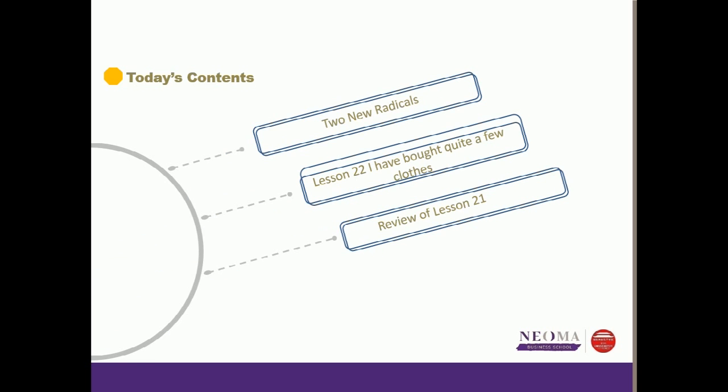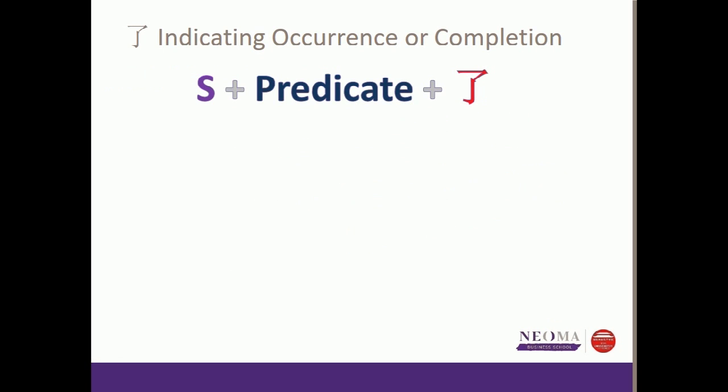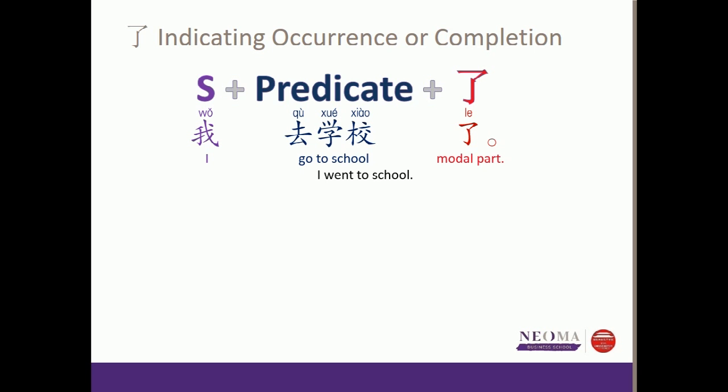For the last part, let's introduce two new radicals to help you learn it better. Let's look at 了. So 了 indicates occurrence or completion. You use subject plus predicate plus 了 to show this action is finished. For example, 我去学校了. I went to school.